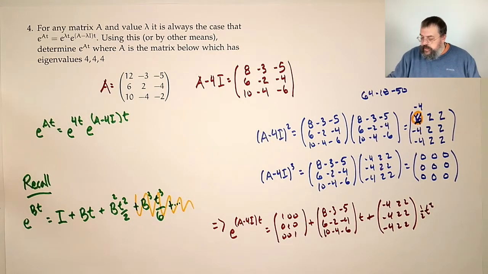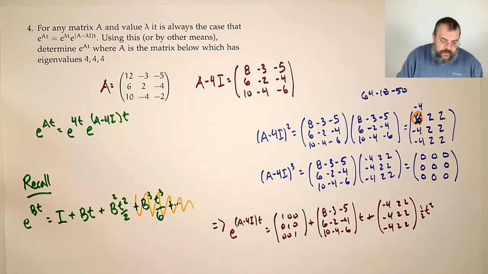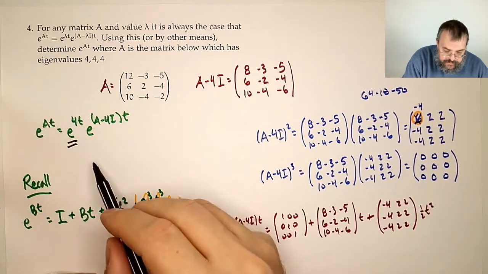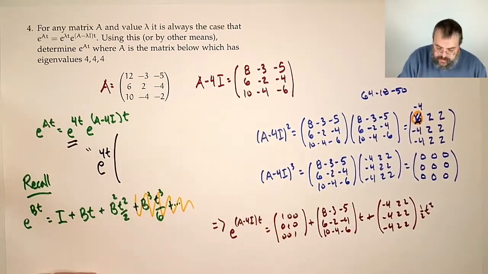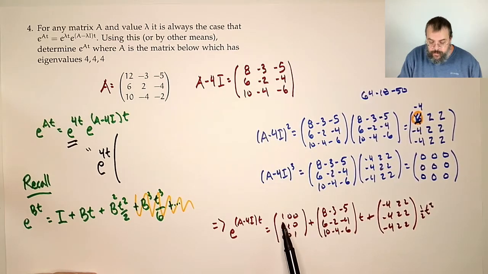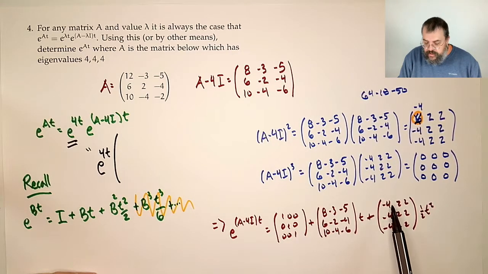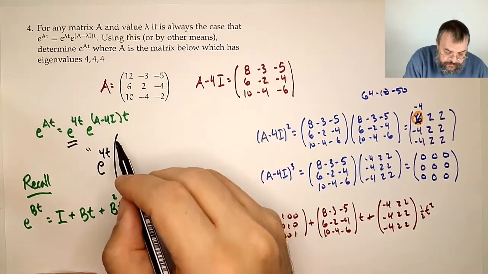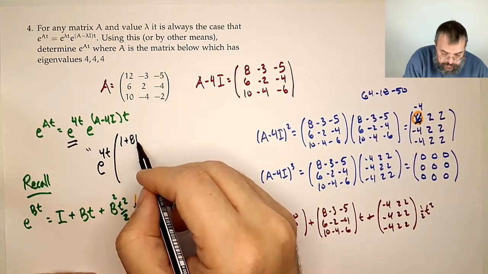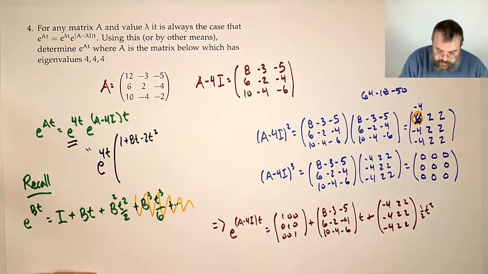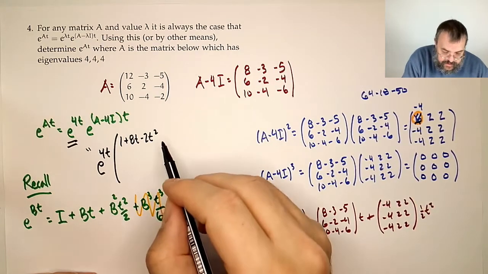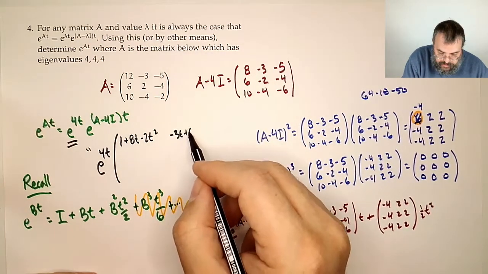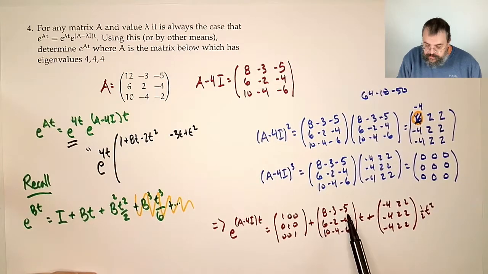So we're now ready to write down our final answer. Namely, don't forget the e to the 4t, so e to the 4t times, and now we just go entry by entry. So it'll be 1 plus 8t minus 2t squared. The next entry, 0 minus 3t plus t squared. And in the last entry, 0 minus 5t plus t squared.